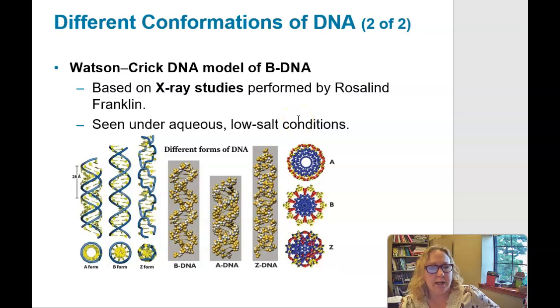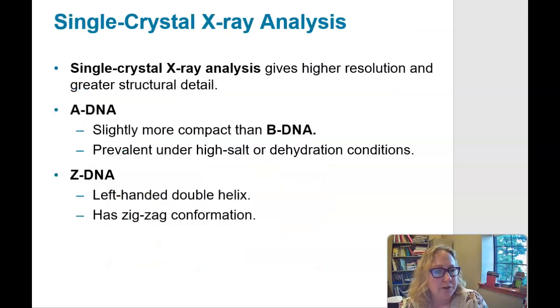So Watson and Crick's DNA model is of the B form, based on Rosalind Franklin's picture. This looks a lot like photo 51. And this is seen under aqueous, in water, low salt conditions. That's where you get the B form. And that's what they used, because they stole our data. We also can see the A form and the Z form. It just is a little different, and you'll see that come up in things.